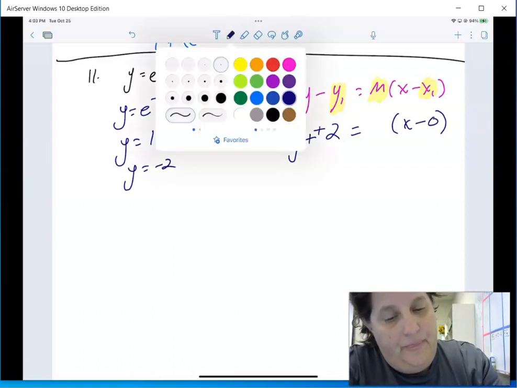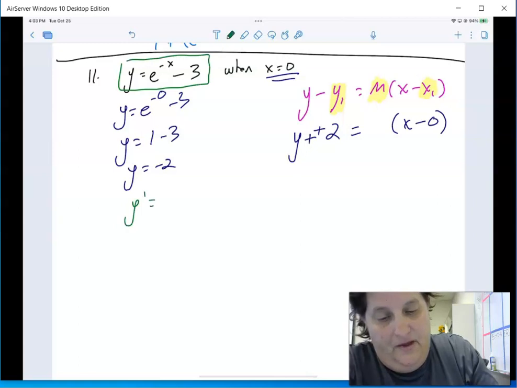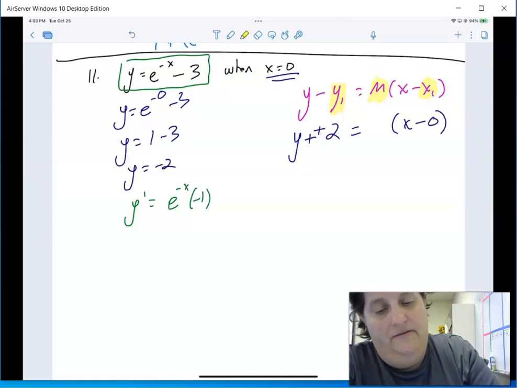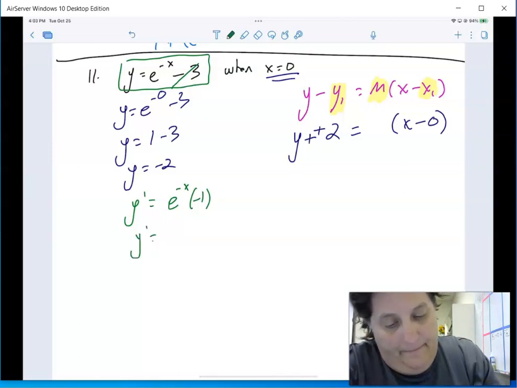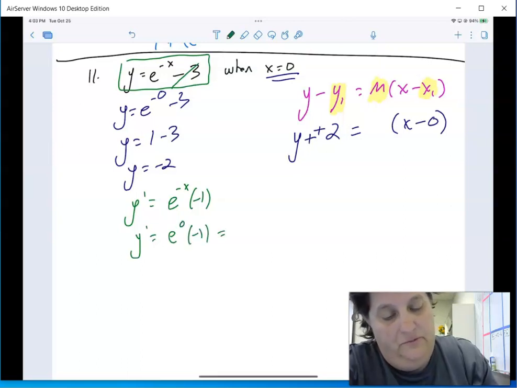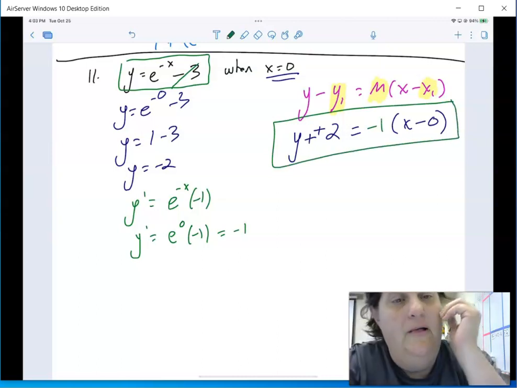Now, m represents the derivative. So let's go back to here and take the derivative of this. The derivative of e to the negative x is e to the negative x times negative 1, and the derivative of 3 is 0. I had to do that times negative 1 because of the chain rule. So it's e to the 0 times negative 1, which just gives me negative 1. And that's the equation of the tangent line.